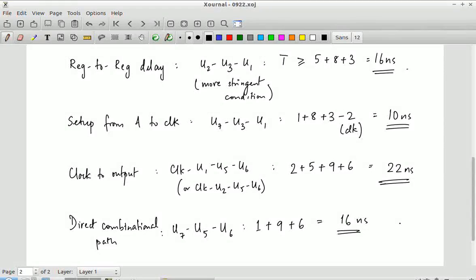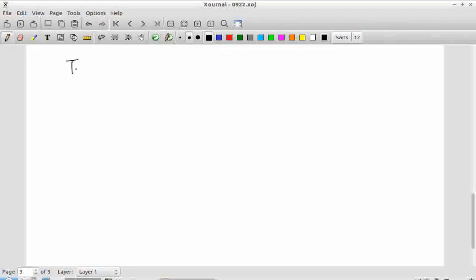So these are all the different parameters that can possibly affect the clock period. What we are saying is that all of these delays need to be completely satisfied before the next clock edge can come. So in other words, the worst case, the largest among all of these, is what determines our clock period. In this particular case, the register to register delay is not the worst case. The clock to output is the worst case. So as far as the overall system is concerned, T must be greater than or equal to 22 nanoseconds.